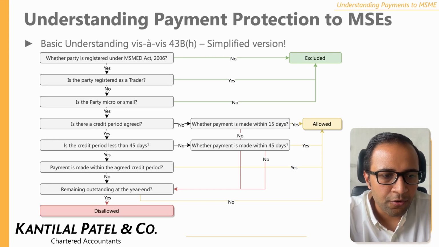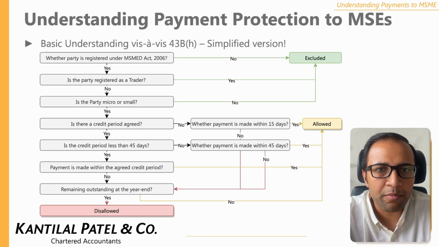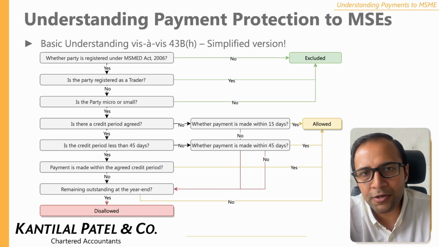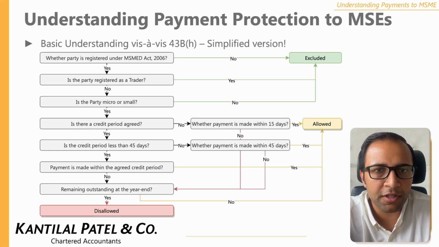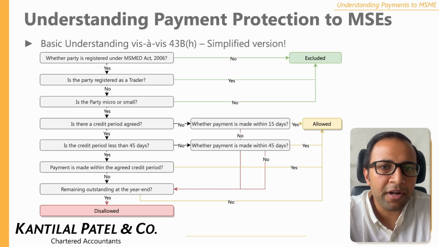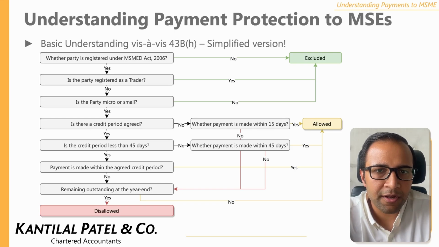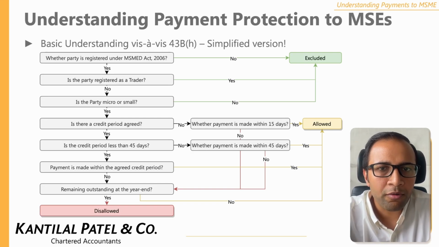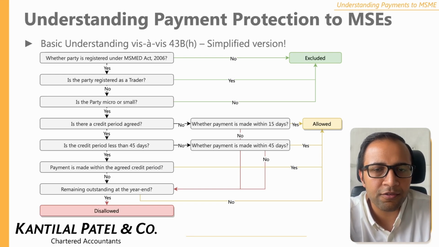If you reach the point in the flowchart where the coverage is there, now applicability is determined, but here there is now the question of whether a credit period has been agreed between the parties. If the credit period has been agreed between the parties, the next question that you have to ask is whether it is less than 45 days. If there is no credit period, then the Act has a provision that 15 days is the period within which the payment has to be made. If the payment is made within those 15 days, then that becomes an allowable expenditure. If it is not made within that 15 days, then the next question you need to ask is whether this is outstanding on the last day of the financial year.